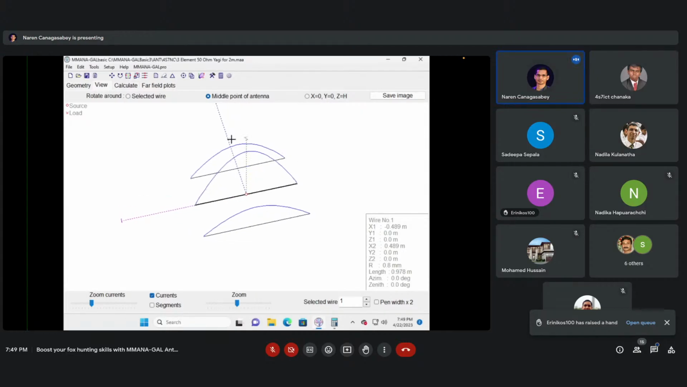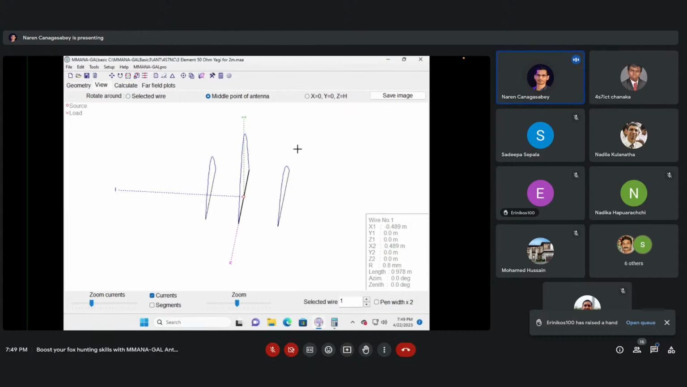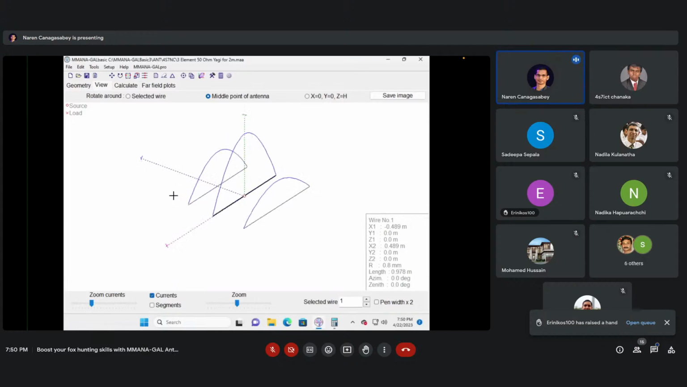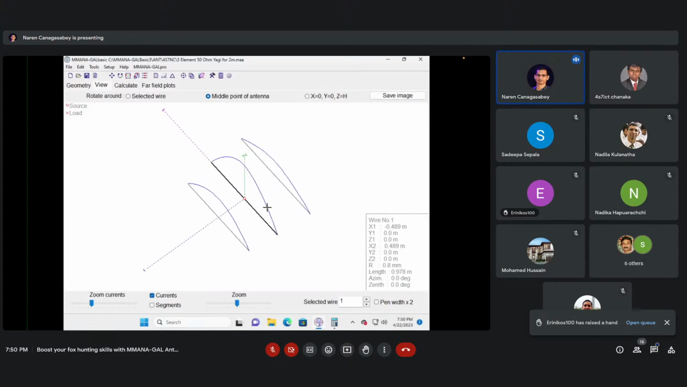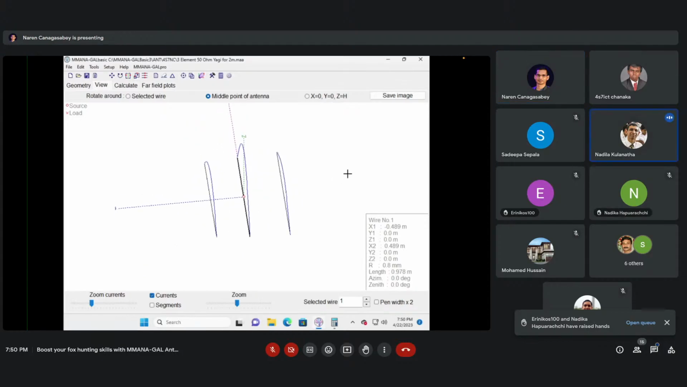So to answer your question again, Nadila, we could go for a matching system like the gamma match or T match or hairpin match. But to keep matters simple, since we are not doing any transmissions, we have gone with the direct connection of the coax to the driven element. Understood. I think Nadika also raised his hand now. Go ahead, Nadika.